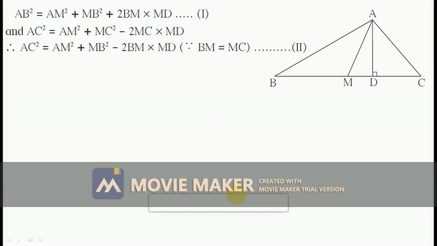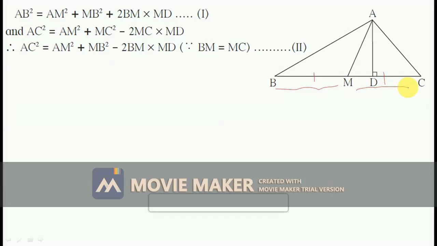It is because BM equals MC. Why? We can write here MC for BM. This is BM equal to MC, because M is the midpoint of BC. M is the midpoint of BC. Therefore, MC equals BM.